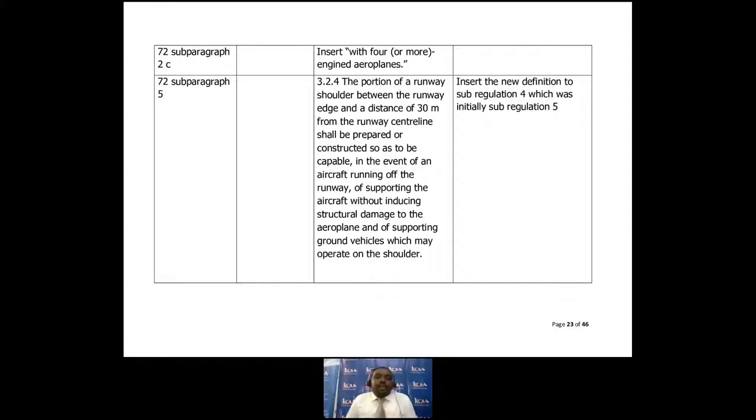Then sub-paragraph 5, 3.2.4, the portion of a runway between the runway edge and a distance of 30 meters from the runway centerline shall be prepared or constructed so as to be capable, in the event of an aircraft running off the runway, of supporting the aircraft without inducing structural damage to the aeroplane, and of supporting ground vehicles which may operate on the shoulder. So we have to insert the new definition, sub-regulation 4, which was initially sub-regulation 5.